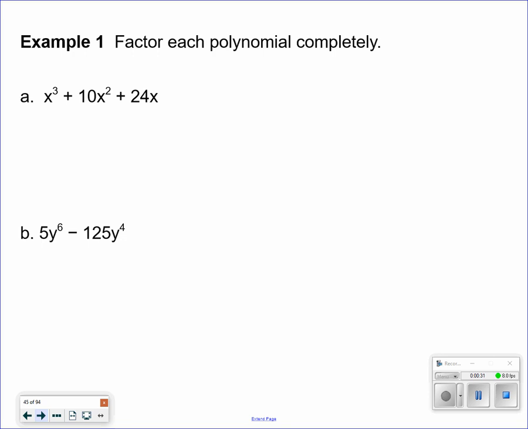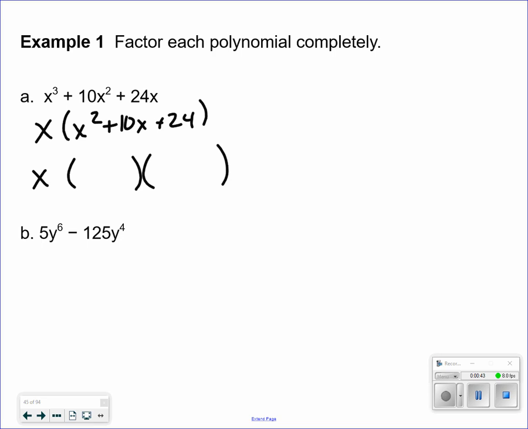So in this first one, x cubed plus 10x squared plus 24x, I see that I can take an x out of all of them. So again, that is your first go-to move. And then the parenthesis factors again. So there's factors of 24 that add up to 10, and so 6 and 4. And so then therefore this factors completely.